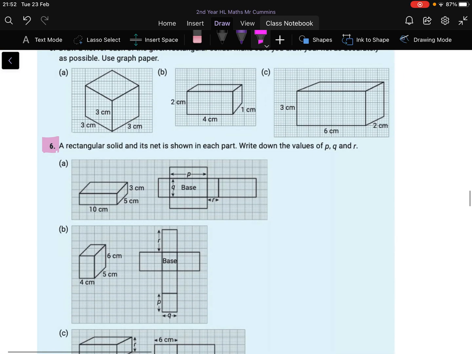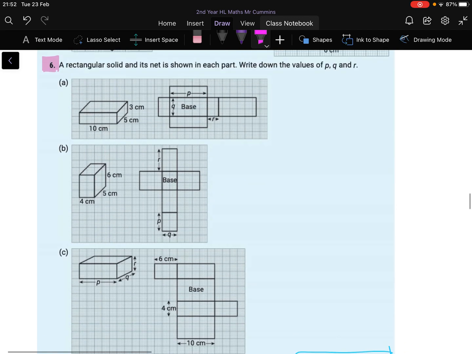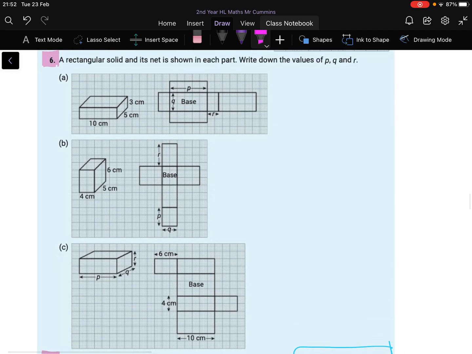Only other one I asked you to do was, I asked you 7 as well, didn't I? So question number 6, and this is more likely to come up as a question. Write down the values of P, Q, and R.